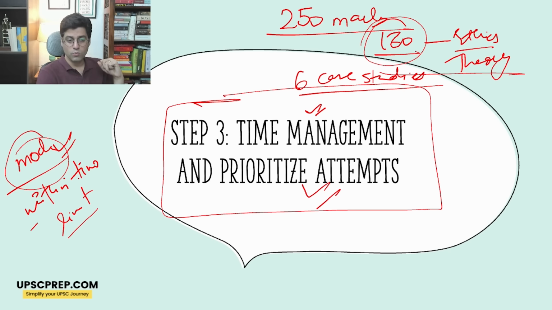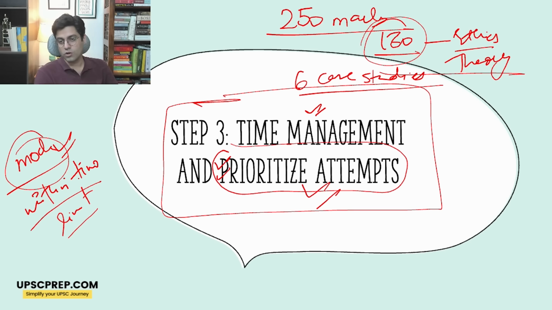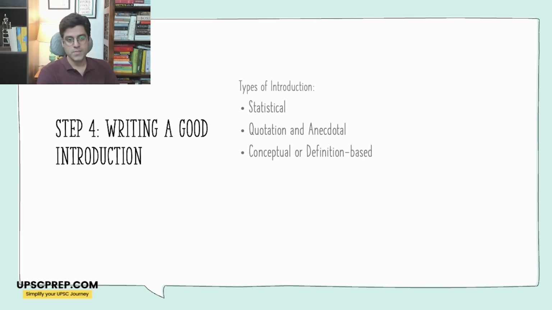And prioritize attempt. Once you are sure that this will fetch me good marks because I'm very much aware, you can attempt those first and then come to the others later. What this will also do is that by the time you come to the other topics which you're not very confident about, you'll have a flow in answer writing and you can attempt those well as well.